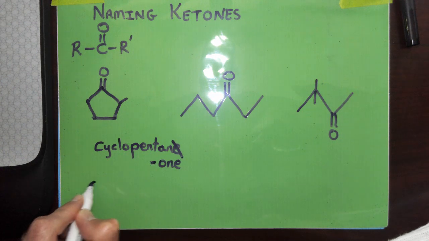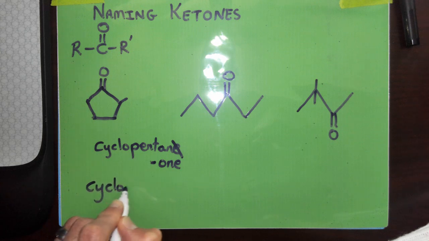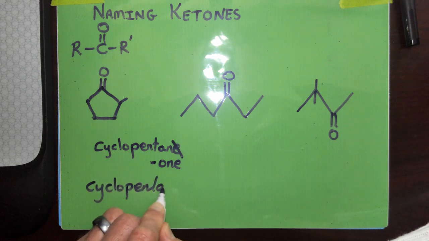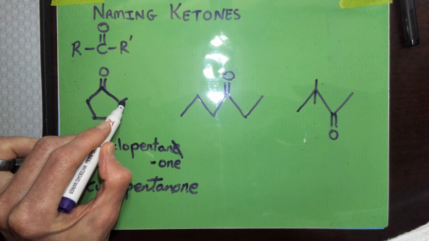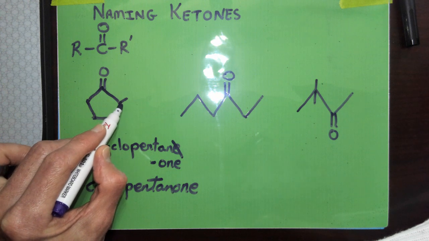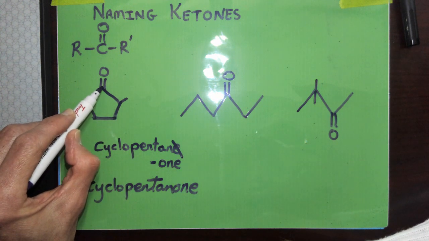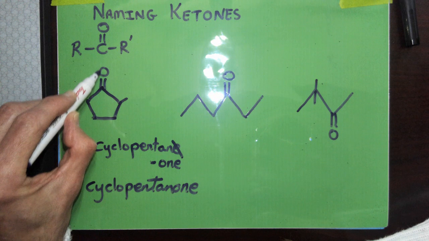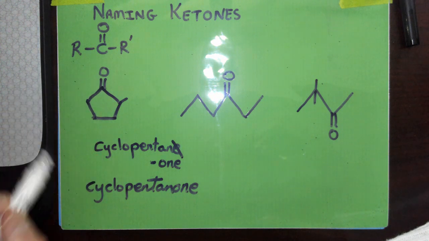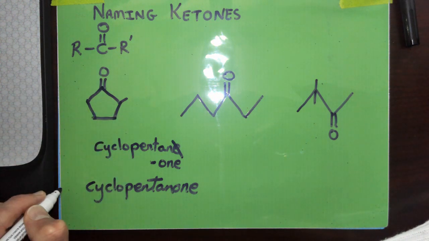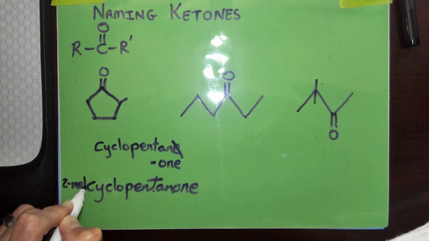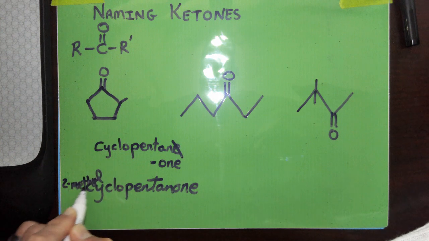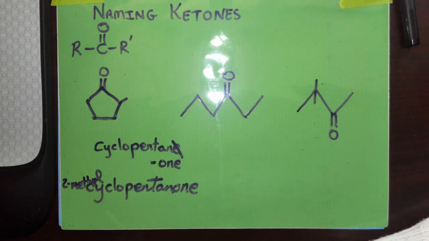So we have cyclopentanone, and we have a methyl group coming off right here. Now the ketone functional group gets the number 1 position, so the methyl is at the number 2 position, so it would be 2-methyl cyclopentanone, 2-methyl cyclopentanone.